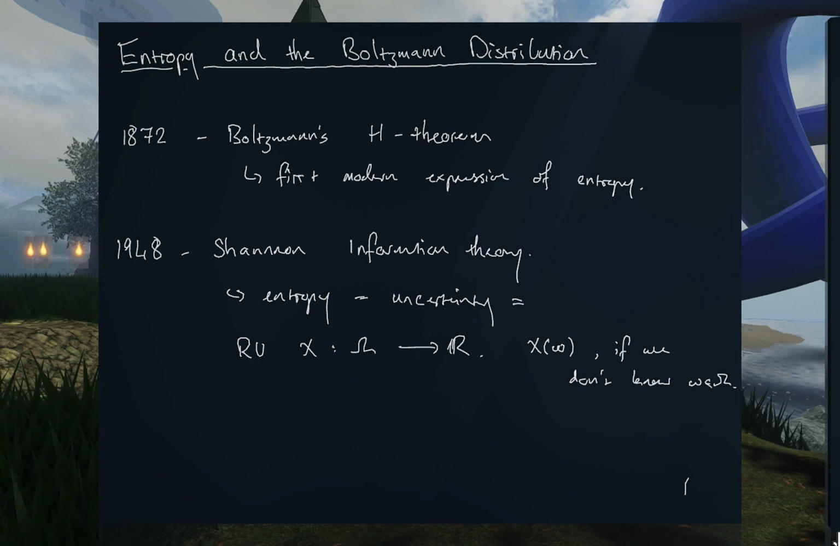Now I'll elaborate a bit on this as we get more into the talk, but this is equivalent in some ways to the information inherent in a random variable as well.